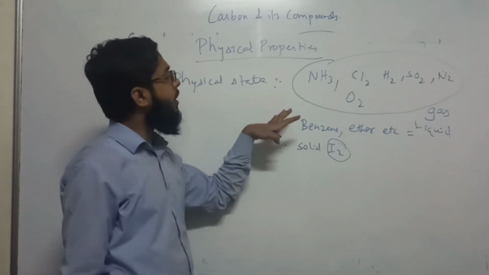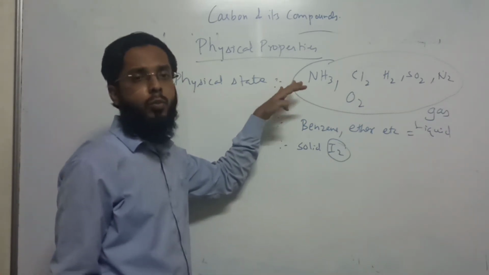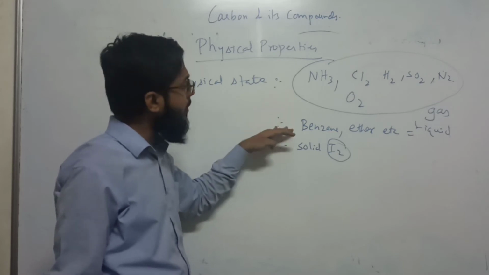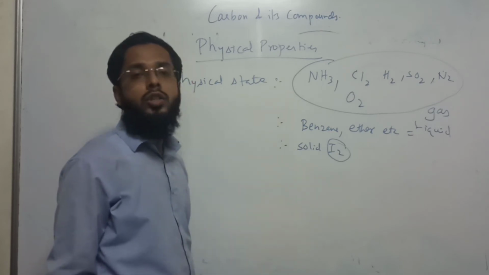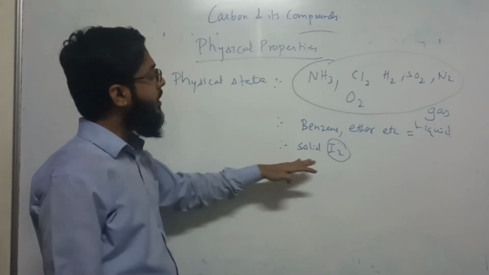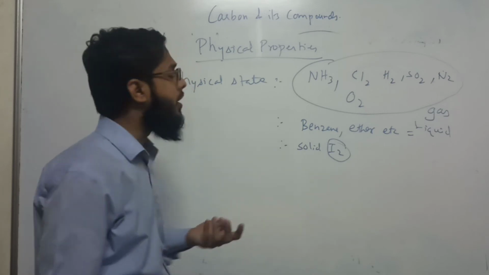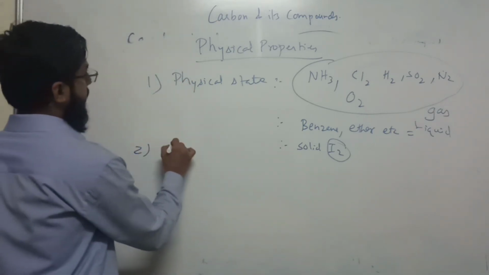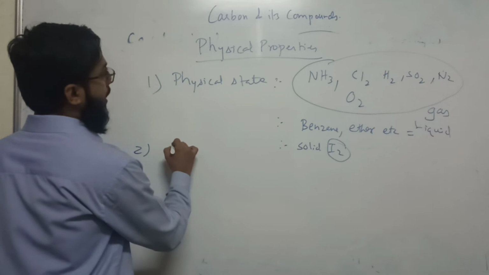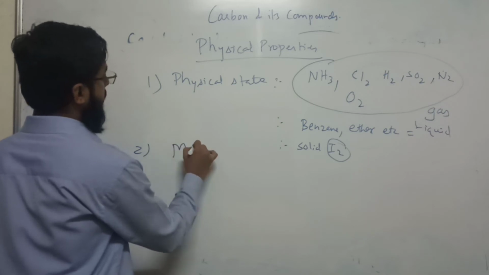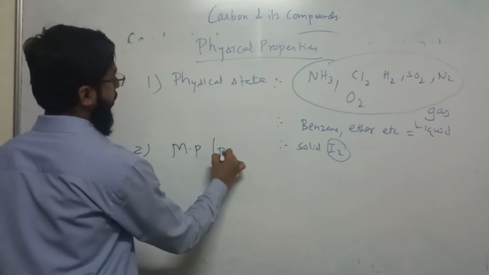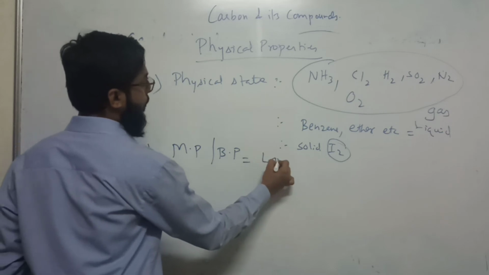Mostly covalent compounds are gases in state. Some are liquid also, and some are solid too. If they are solid, they are not hard solids; they are brittle solids. Second, their melting point and boiling point. Melting point and boiling point are low.